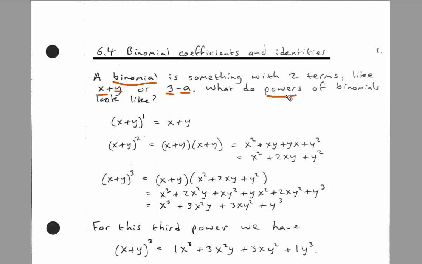If we take powers of binomials, what do we get? So what does that look like when we expand it out? Well, the first power of x plus y looks like this. The second power, so that means x plus y times x plus y.